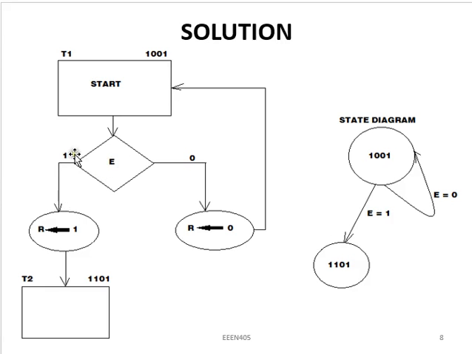That is, when E is equal to 1, we are told that register R should be set to 1, and then it should go to state T2 with this binary code. In a situation where E is equal to 0, it will clear this register and go back. As simple as this. This is how we draw this ASM chart for this question.